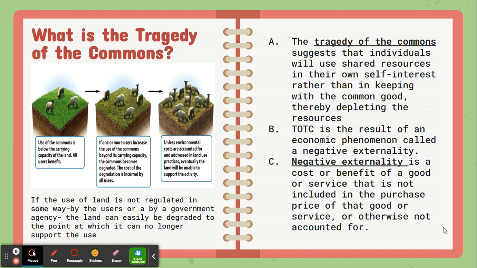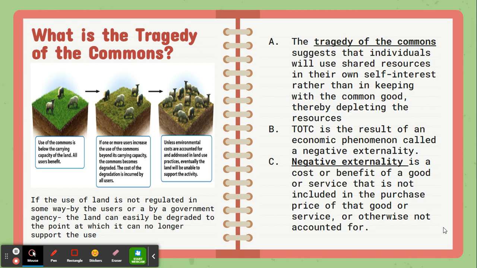Now, tragedy of the commons is also a result of an economical phenomenon known as a negative externality. This means it is a cost or benefit of a good or service that's not usually included in the purchase or price of that good. And here we can look to the left, right, an example of the commons that was proposed by the economist known as Garrett Hardin.